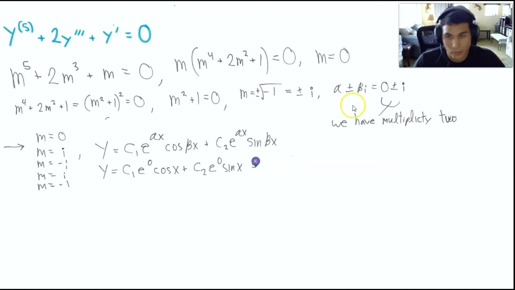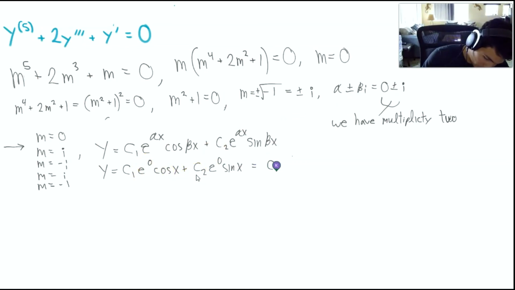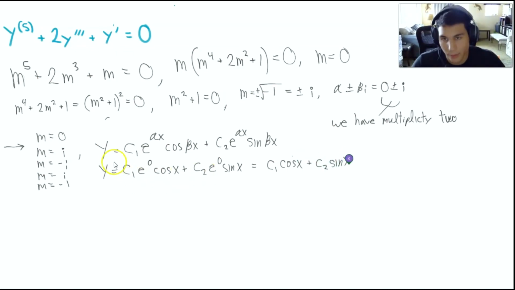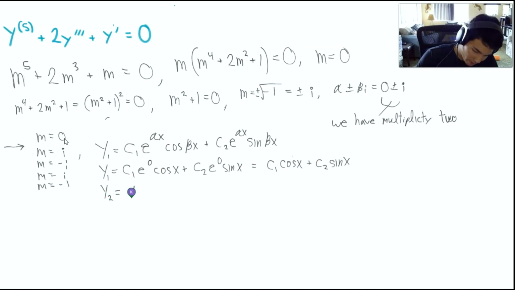Now I'm going to simplify this a little bit more because e to the 0 power is 1. We just say we have c1 cosine x, and plus c2 sine x. Okay, so by the way, this is not the final answer because we had a multiplicity, right? And we also had this root. So what I should actually say here is we have y1, and we have y2, which is going to be x times y1.